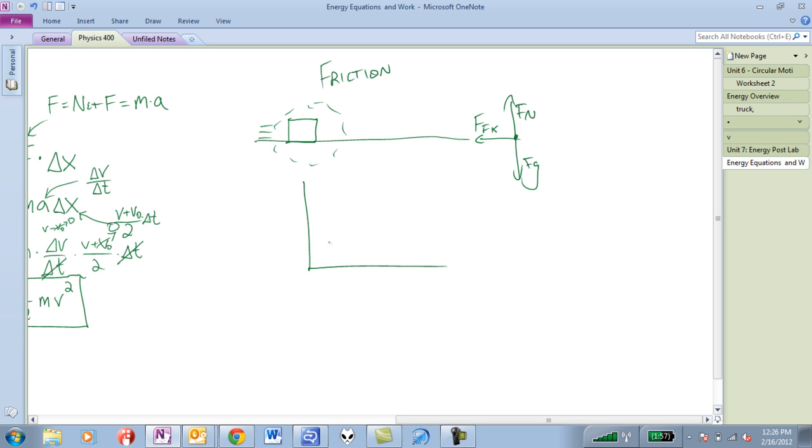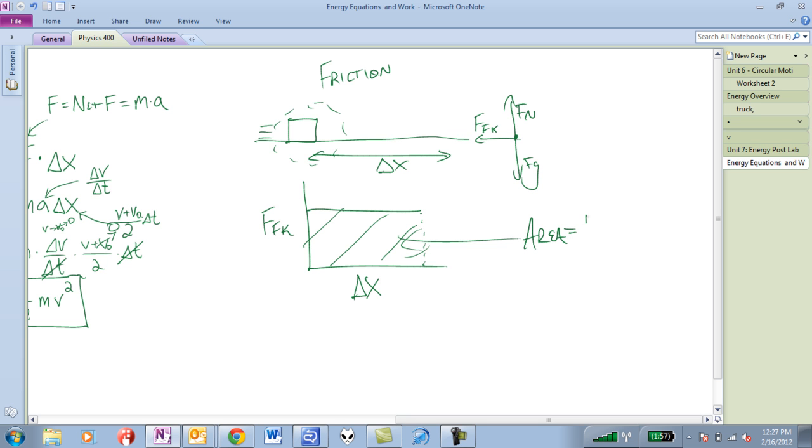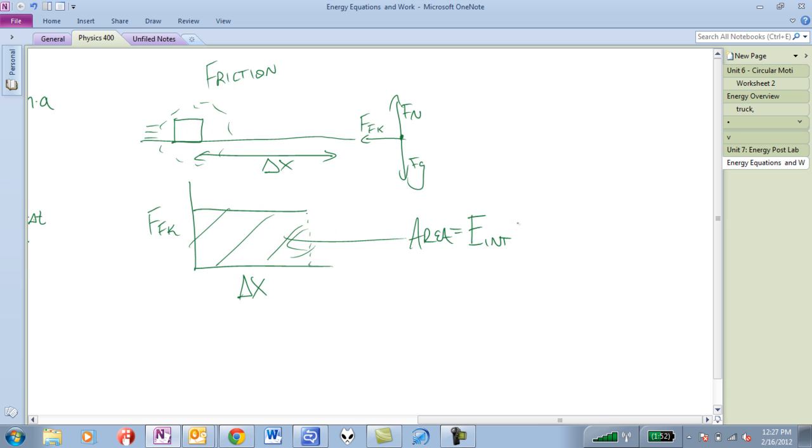So if we drew our graph again, we would have Ffk hanging out over here. We would have delta X because this box is traveling some distance, which we call delta X. We can draw this in over here. Start to realize that, oh, hey, take a look at the area here. This area represents E, in this case, internal. And that area is easily calculated as Ffk times delta X. So I am going to box this equation in.